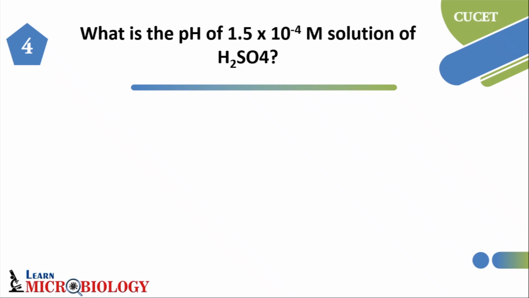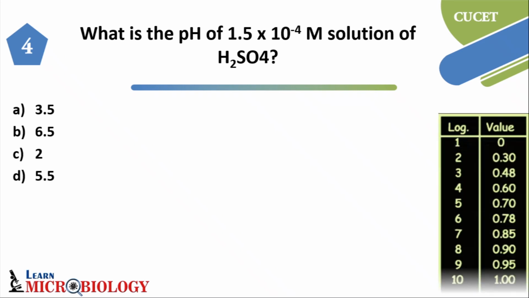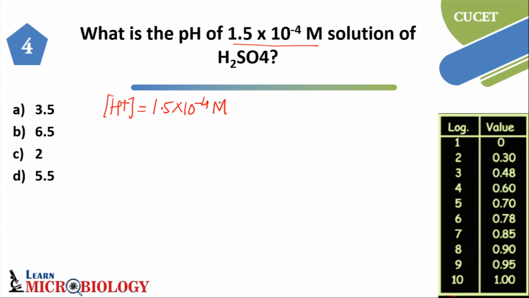Question number 4. What is the pH of a 1.5 into 10 raised to minus 4 molar solution of H2SO4? Again a very simple question. Let's keep that log table with us for reference. You can memorize these log values for all the numbers from 1 to 10, which can help you solve these questions very easily. So it's very simple. We have been provided with the concentration of H plus to be 1.5 into 10 raised to minus 4 molar. You need to find the pH.